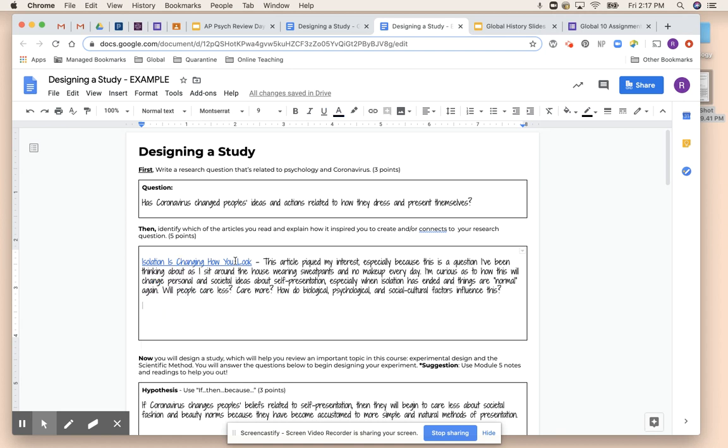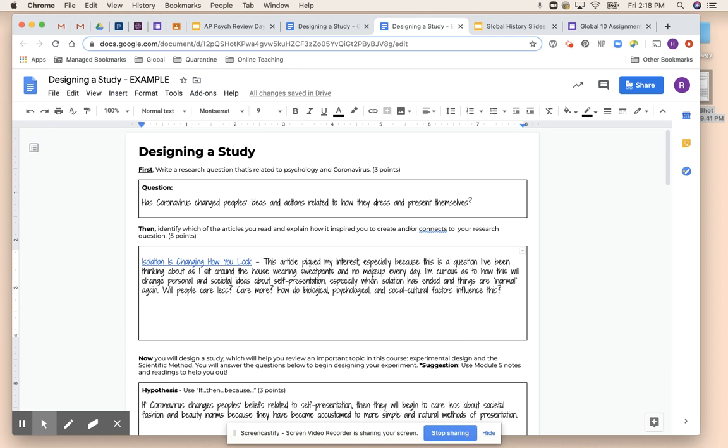So in the second part, you're going to identify which article you read that kind of inspired this, and then explain a little bit why. So I kind of already explained myself, but I said, this article piqued my interest, especially because this is a question I've been thinking about as I sit around the house wearing sweatpants and no makeup every day. Guilty right now. I'm curious as to how this will change personal and societal ideas about self-presentation, especially when isolation has ended and things are normal again.